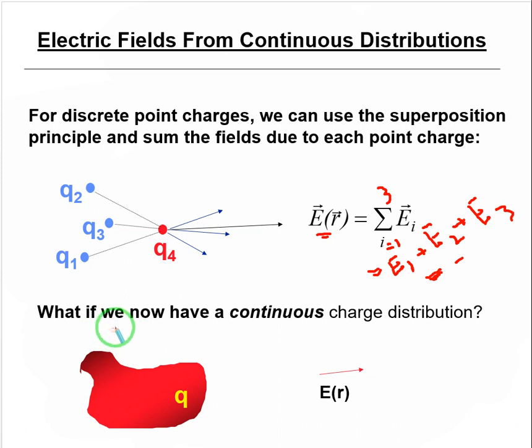So what if we now have a continuous charge distribution? This is your space, so make your charge in a continuous distribution form, and it will be your electric field.